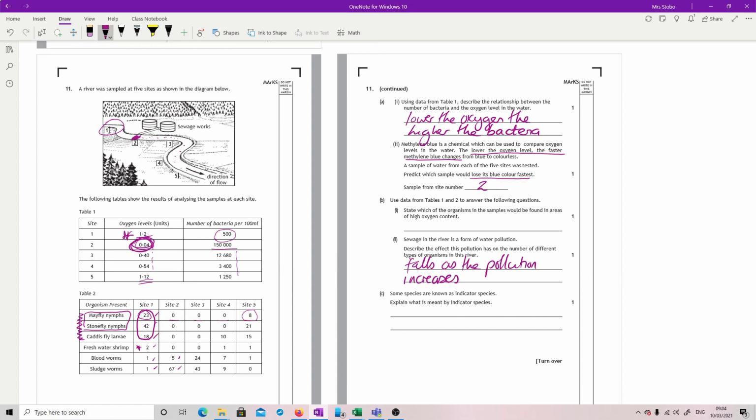Some species are known as indicator species. Explain what's meant by an indicator species. This is a straight definition. An indicator species is something that by its presence or absence tells you about the environment.